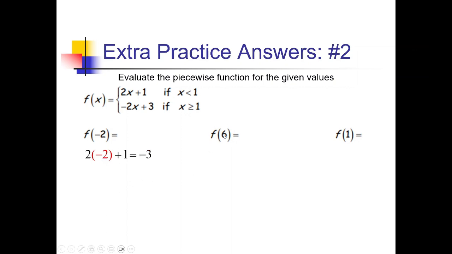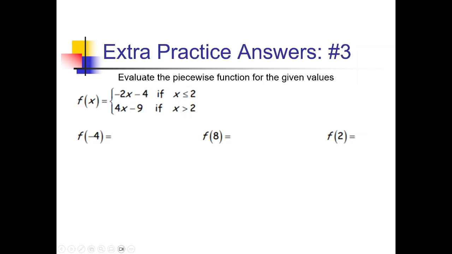On to the next, we have f of 6. Since 6 is greater than or equal to 1, we're going to use the second rule. So -2 times 6 plus 3. -2 times 6 is -12. -12 plus 3 is -9. And then finally, f of 1, that goes in the greater than or equal to 1 part of this. So we're using the second rule. We've got -2 times 1 plus 3. That's going to be -2 plus 3, which is +1.